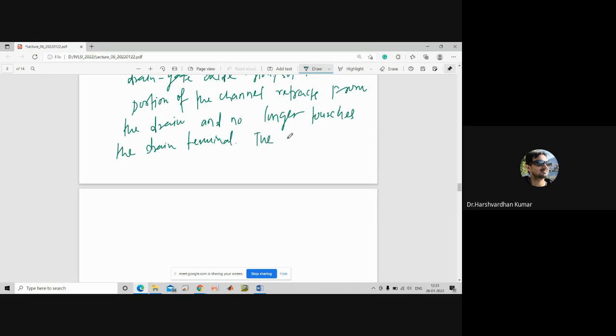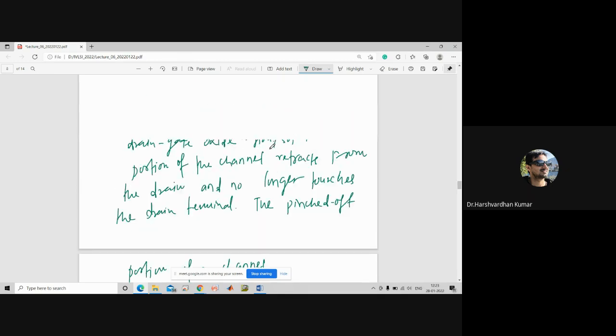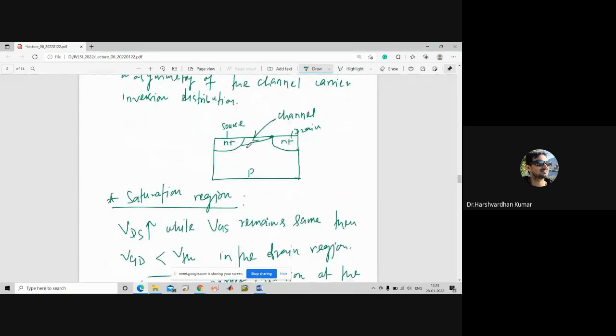So the pinched off portion of the channel forms a channel. Okay, so you can also understand here. Since this is the asymmetry of the inversion layer, if you see here, in this region the depletion region is higher, right?